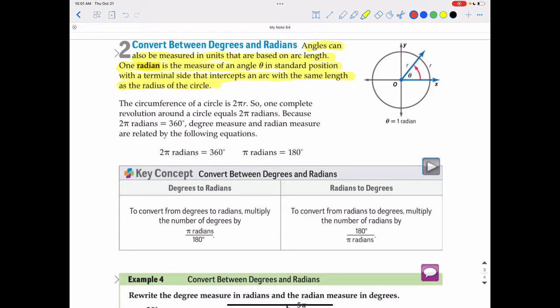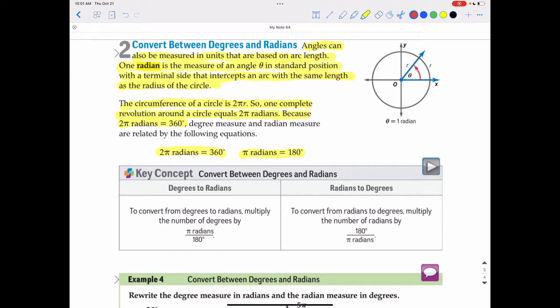Now, since the circumference of a circle can be considered to be 2 pi times r, in this case r standing for radius, 1 complete revolution of the circle equals 2 pi radians. Also, 1 complete revolution is 360 degrees. So that means 2 pi radians must equal 360 degrees, or more commonly, pi radians is 180 degrees. So radians are oftentimes measured in terms of pi.